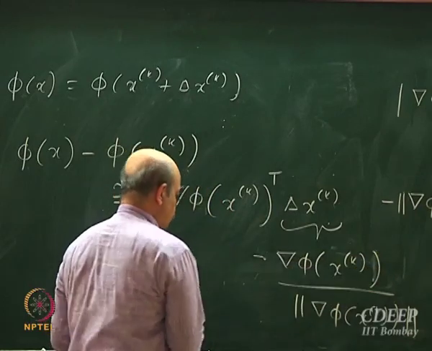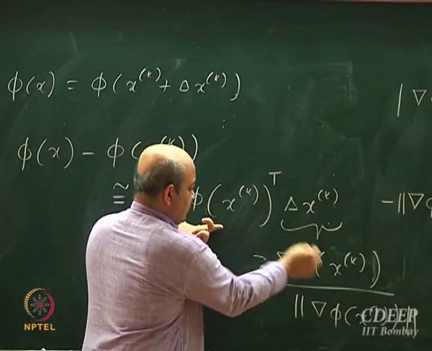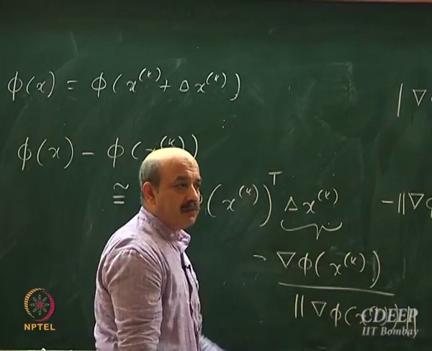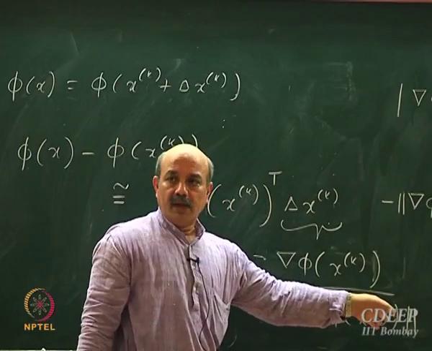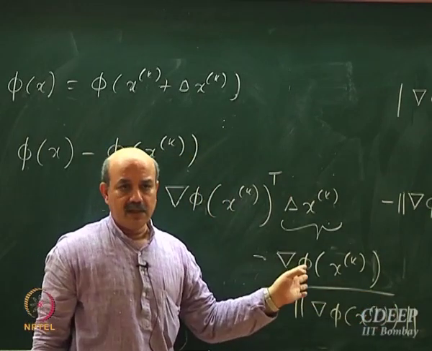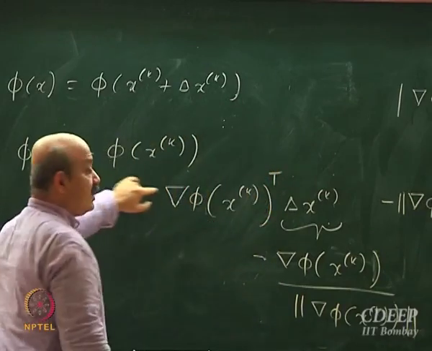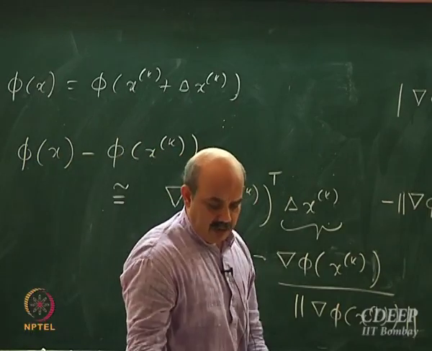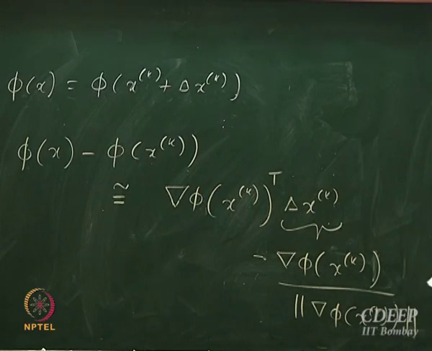Right? So if you take the inner product of this with this, you'll get the square of this divided by this, you'll get negative of the norm. Is everyone with me on this? Is this clear? You move in the negative of the gradient direction, the function will locally decrease at the maximum rate. Okay. So that's going to be my algorithm.